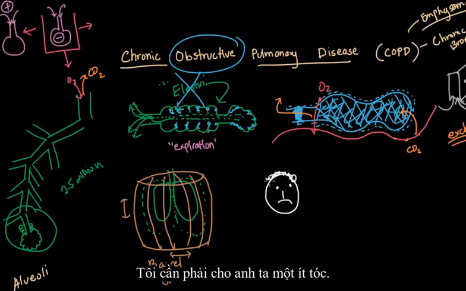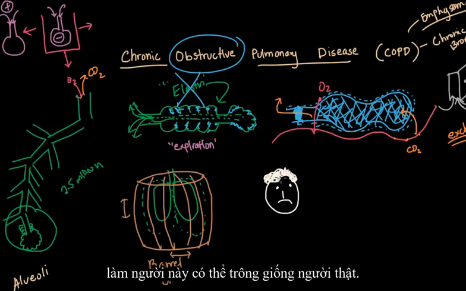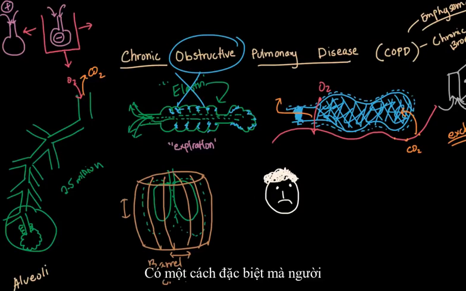I need to give him some hair. I feel like that's the only way my stick people can look like real people. So he's unhappy because his chest is like a barrel sitting there and he can't deflate it. And there's a special way that people with emphysema often breathe that have earned them the infamous nickname of being a pink puffer.